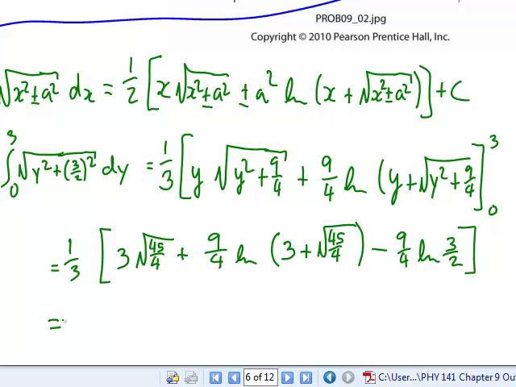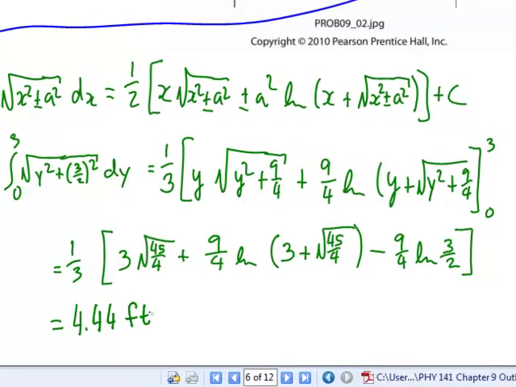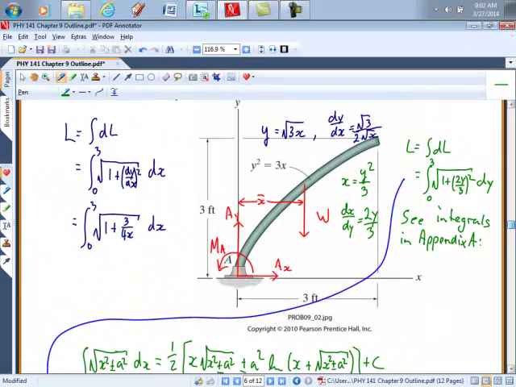All right, I've got one answer, 4.44 feet. Does anybody have the same? Okay, so another one confirmed. Anybody have anything different? Okay, so before, I'm going to write it down, 4.44 feet. Let's just have a look at the problem and see if that makes sense.